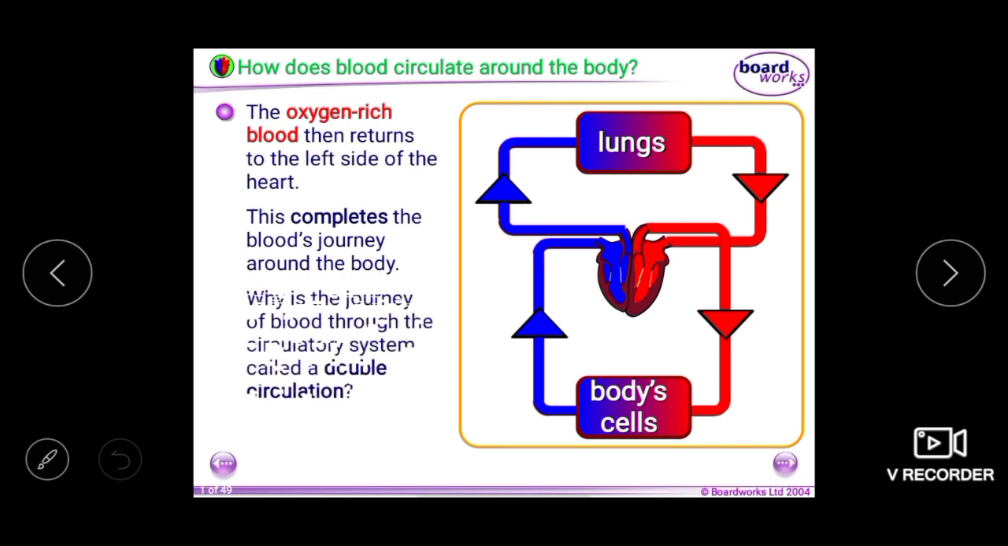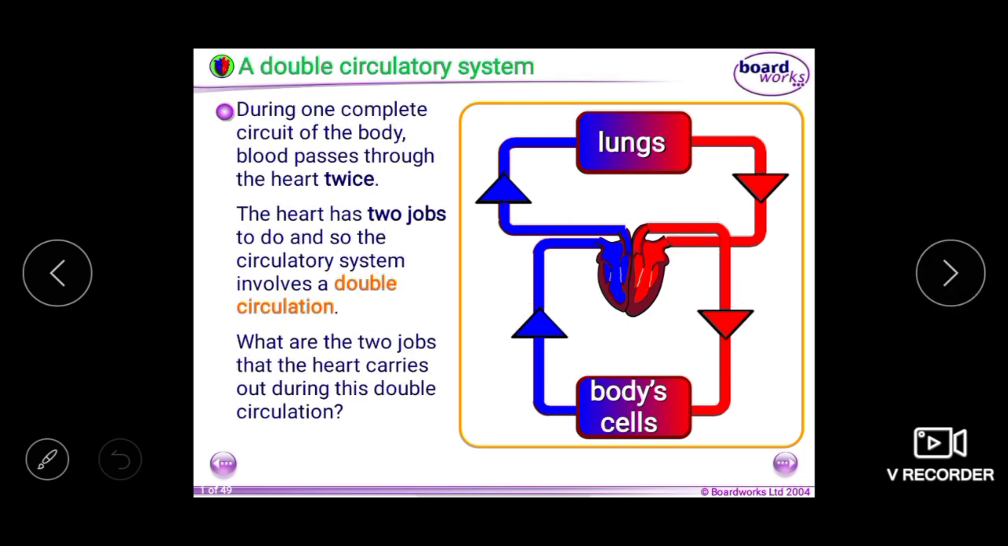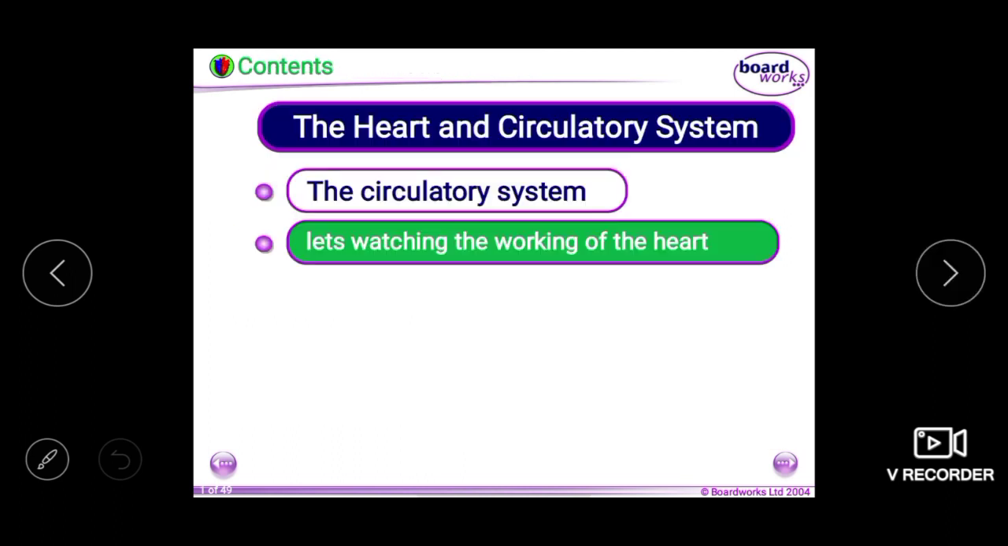When you see through this diagram, you are going to realize that blood moves to the body cells, back to the heart, and then from the heart to the lungs and back to the heart. From the same point, to reach the same point, blood has moved to the heart 2 times. That's why we call it a double circulation system, because blood will enter the heart twice before it completes a complete cycle. Thank you very much.